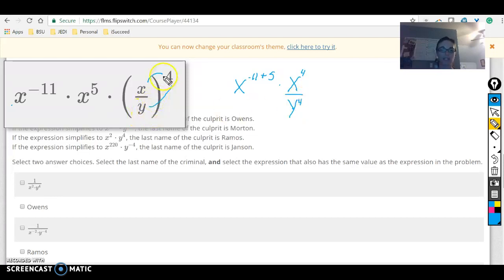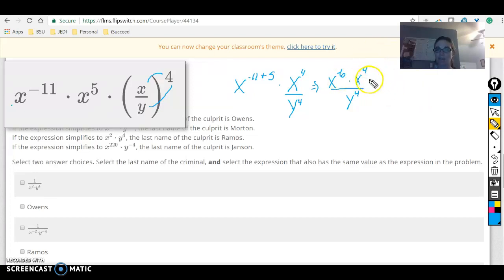Whatever is inside the parentheses that are being taken to a power, everything within those parentheses has to be taken to that power. So next step, this becomes x to the negative 6. A negative 11 plus 5 is negative 6 times x to the 4th. And that's all going to be over y to the 4th because I'm multiplying those.